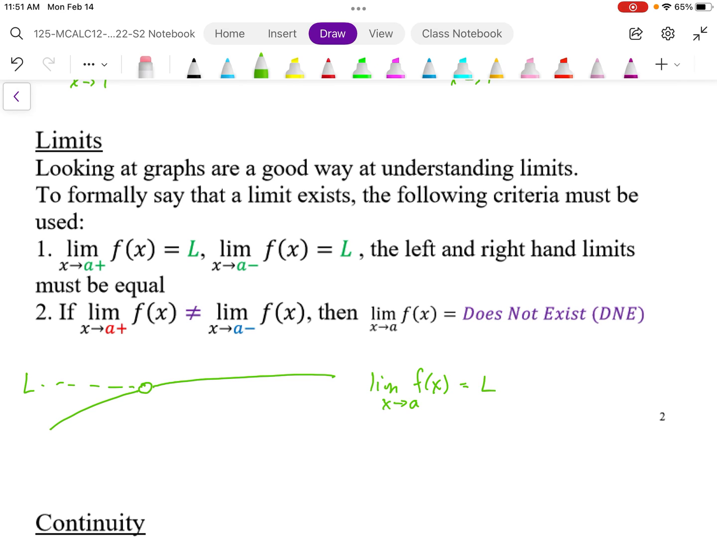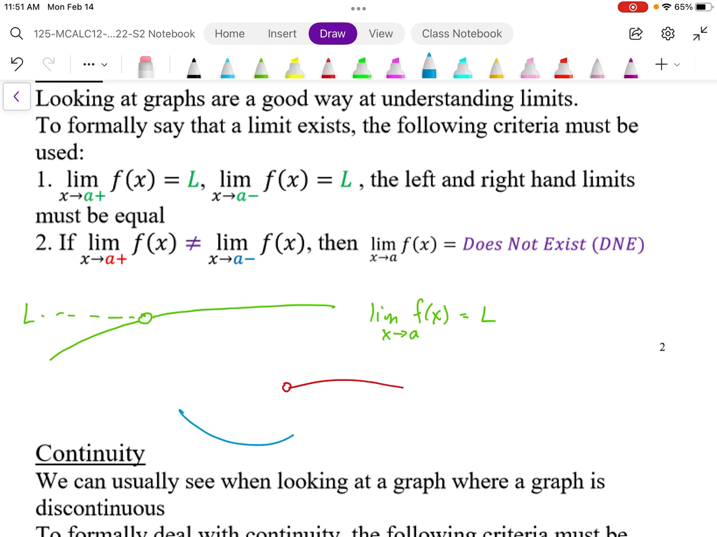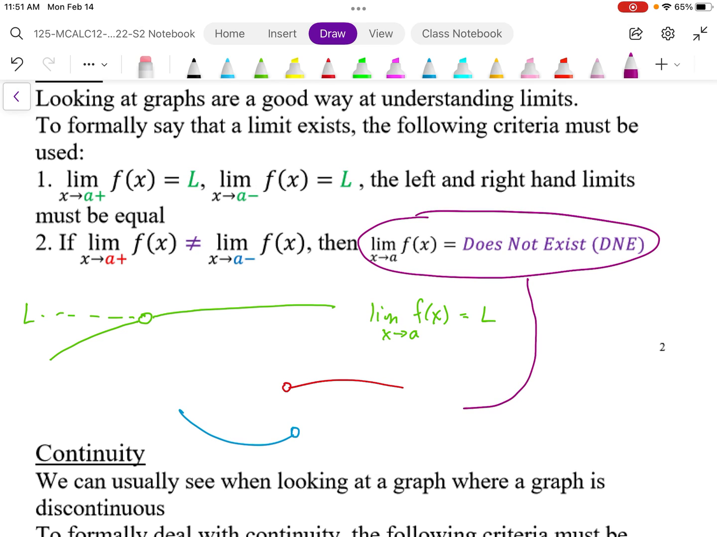equals our limit. If we have a situation where the left side and right side don't match, so as I approach from the right side and as I approach from the left side, if those two limits are different, then we say that the limit does not exist. So this is a situation where the left-hand side and right-hand side limits don't match, so it does not exist. And when it doesn't exist, we have what we call a jump discontinuity.